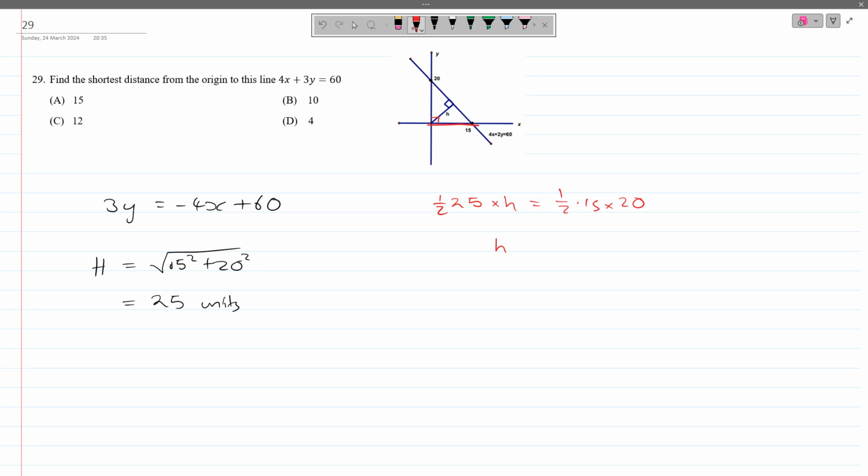we can solve for h, multiply both sides by 2, and then you can have 15 times 20 over 25, and this will give us a value of 12 units. Therefore C is equal to 12.